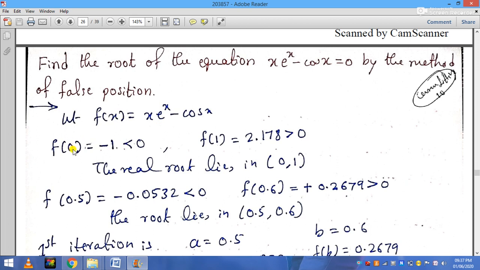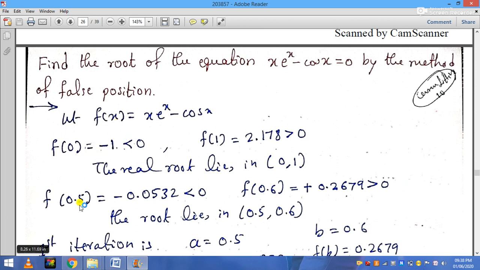So put x equal to 0, we get minus 1. Put x equal to 1, we get positive, that is 2.178. Therefore the root lies between 0 and 1. By taking 0 and 1 we get the answer, but it will take more iterations to reduce it. So between 0 and 1 we check again for one negative and one positive value, by substituting 0.1, 0.2, 0.5, 0.7 randomly.